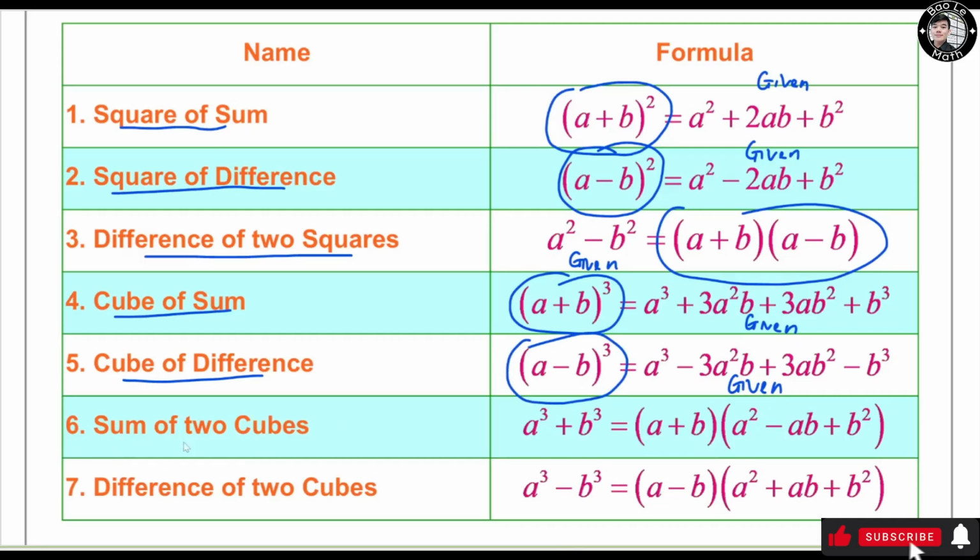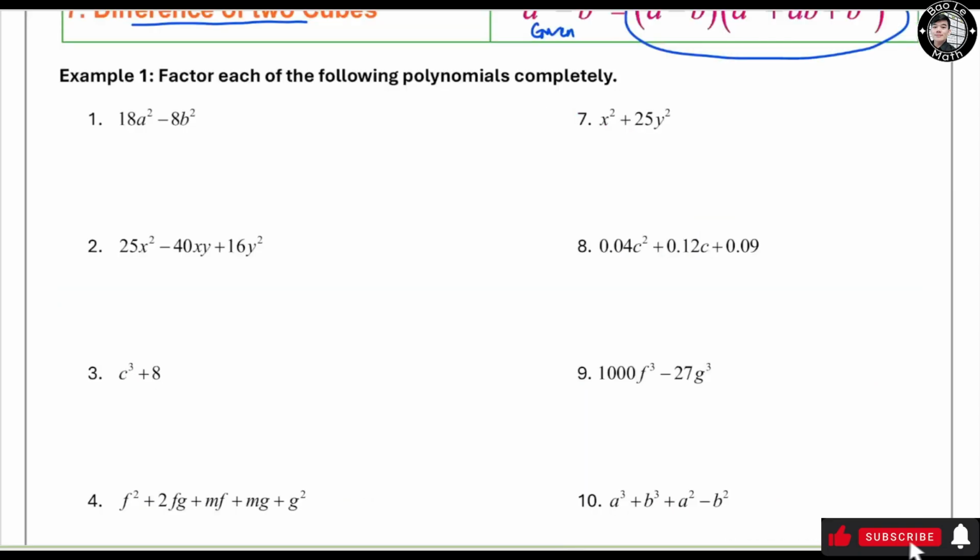Number 6, sum of two cubes. This one is given, right? And we need this one. And the last one, difference of two cubes. This one is given. And we need this one. Now, example number 1. Factor each of the following polynomials completely.